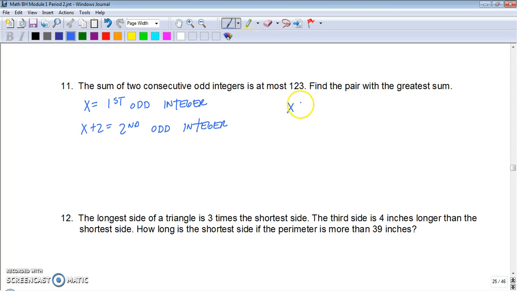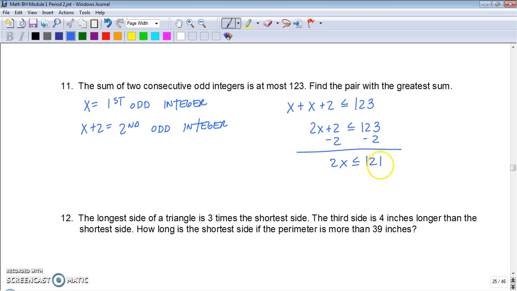So our equation will be x plus 2 at most, so less than or equal to 123. It can be equal. So this is what I was saying when we started these word problems, that you sometimes have to make a decision about what your answer is for your sentence. So I have x is less than or equal to 60 1/2, and I'm looking for odd integers. So 60 doesn't work, but 59 does.